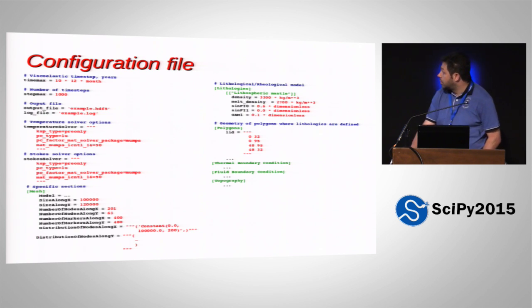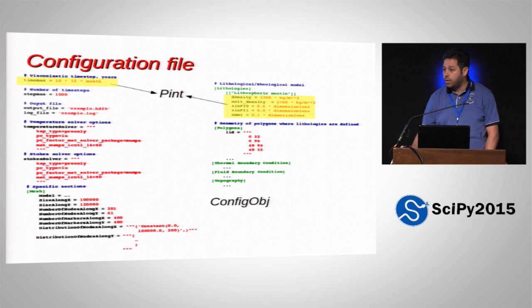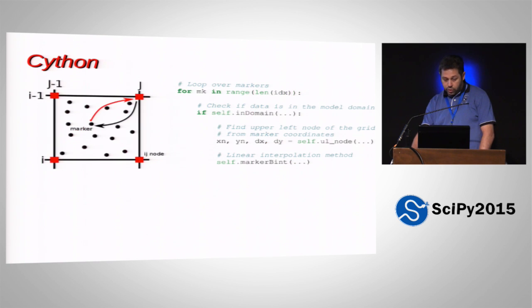And each simulation is defined by a configuration file. Configuration files are based on the ConfigObj module. In a configuration file, you can define every physical constant, but also you have sections where you can define the mesh, the rocks rheology, rocks parameters, the geometry, the boundary conditions, and the initial conditions. We also coupled the ConfigObj parsing with the Pint module in order to automatically manage the dimensions of the quantities involved.